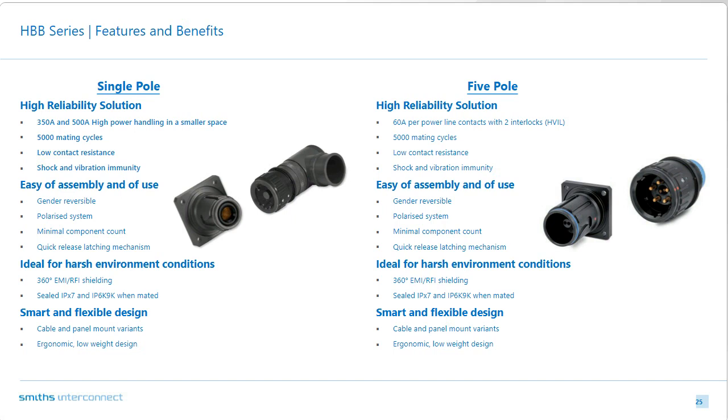Both the 5-pole and the single pole are ideal for harsh environment conditions, both with 360-degree EMI and RFI shielding, and they're both sealed to IPX7 and IP6K9K when mated. They both have cable and panel mount variants, and both have an ergonomic, low weight design. So there's a lot of commonality between the single pole and the 5-pole, but a great family of connectors with applications for high power.